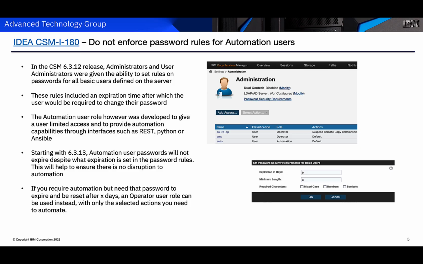What if you did want the expiration and you had automation now? One option would be to use an operator. The operator role has become quite powerful now in terms of what a user admin or an admin can define. You can actually specify that they only can do certain actions. So you can set up an operator, have it still do the expiration, but only limit its abilities.